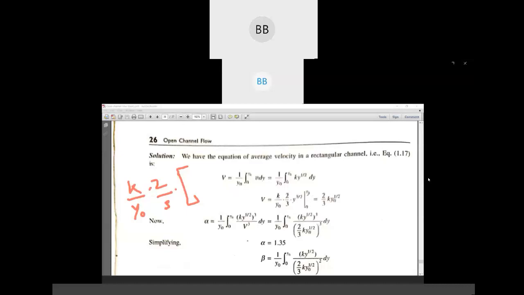So first, we will substitute y is equal to y naught. Y naught to the power 3 by 2 minus. Then we are going to substitute in place of y, the next limit, that is 0. 0 to the power 3 by 2.